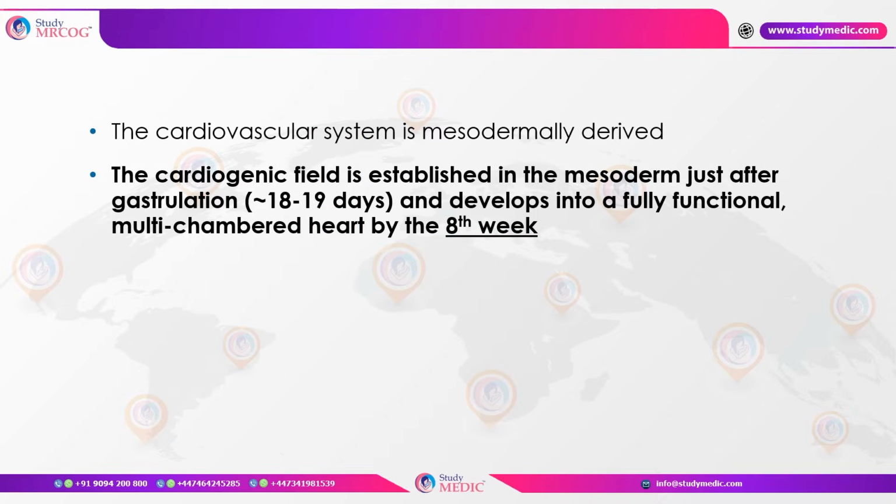Coming to the cardiovascular system, the cardiovascular system, as we see, is mesodermal in origin, and the cardiogenic field is established just after gastrulation, that is around 18 to 19 days, and the fully functional multi-chambered heart is seen by the 8th week.